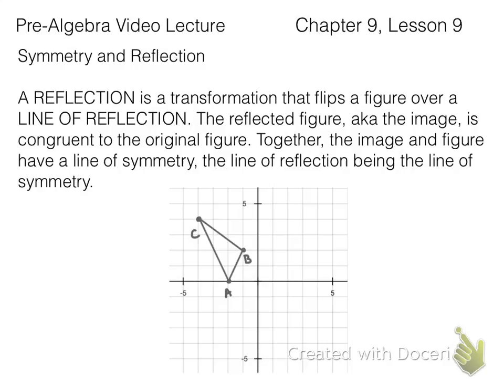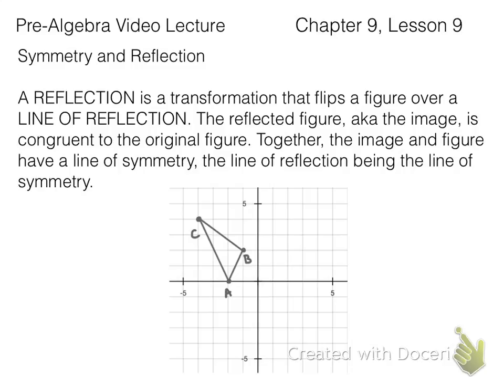All right, so a reflection is a transformation that flips a figure over a line of reflection. Basically, it's kind of like a mirror, and you have to make the reflection you see in the mirror. The reflected figure, also known as the image, is congruent to the original figure. Together, the image and the figure have a line of symmetry, the line of reflection being the line of symmetry.